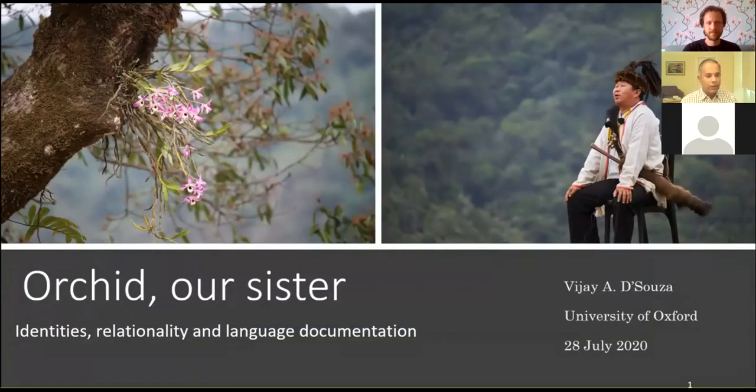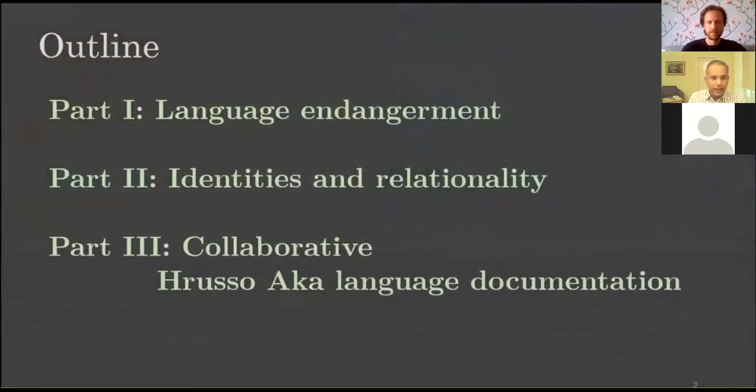The topic of the webinar today is Orchid, Our Sister: Identities, Relationality, and Language Documentation. This is the outline of today's talk. I will be talking first of all about language endangerment, and then I will go on to today's topic proper, identities and relationality, and I'll explain this theme with two stories from the Hrusso Aka community, stories that we reflected on, me and my collaborators, when we were documenting the language. And then part three, I would like to speak about collaborative language documentation among the Hrusso Aka community.